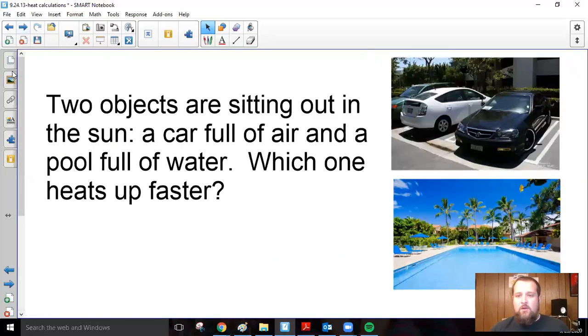Okay, here's a thought question for you. Two objects are sitting out in the sun, a car full of air and a pool full of water. Which one's going to heat up faster? If you think about it for a minute, which one, if you're sitting in it, are you going to notice a temperature change first? Obviously, it's the car. The air heats up much faster than water.